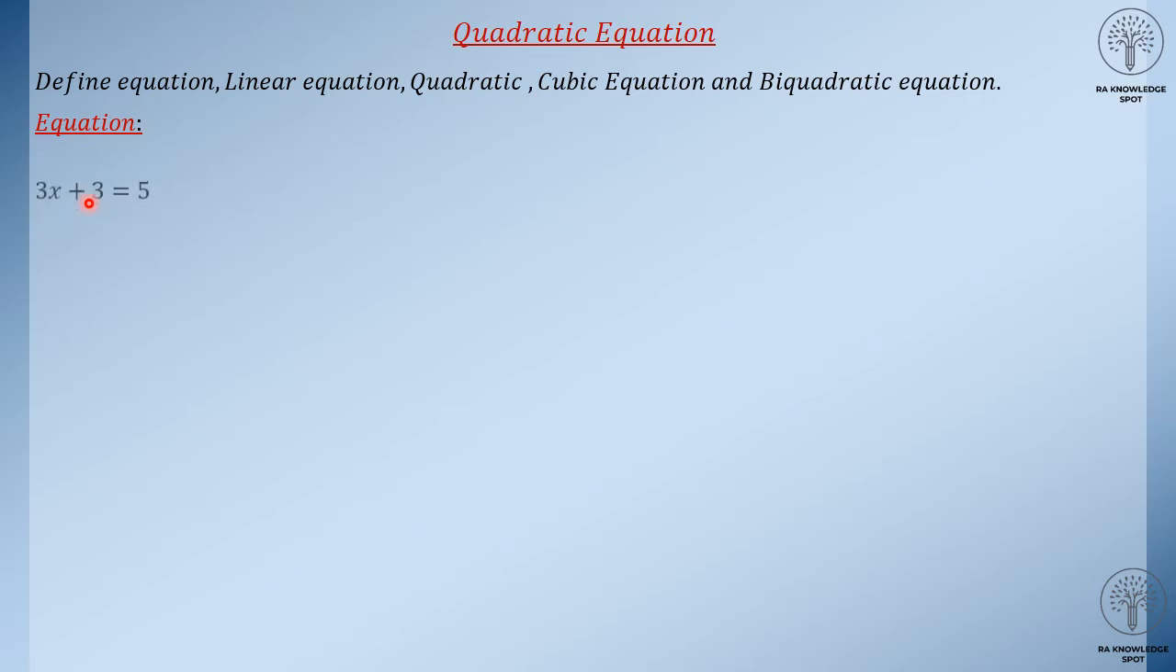Now you can see what kind of equation this is, like 3x plus 3 is equal to 5. In short, all these quadratic, cubic, biquadratic and linear are equations. Why are they called equations? Because there is an equal sign in them. Not in front or at the start of the expression, but when you have an equal sign somewhere in between in an expression, that is called an equation.